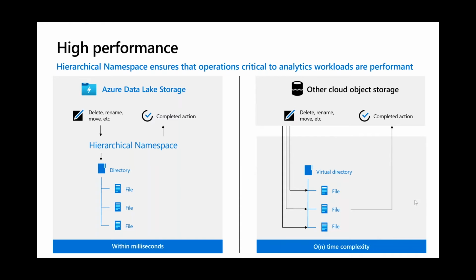It is not possible to get that kind of performance in a virtualized directory structure like a blob storage or an S3 storage or other native storages which do not support this kind of structure. So that is a differentiator.